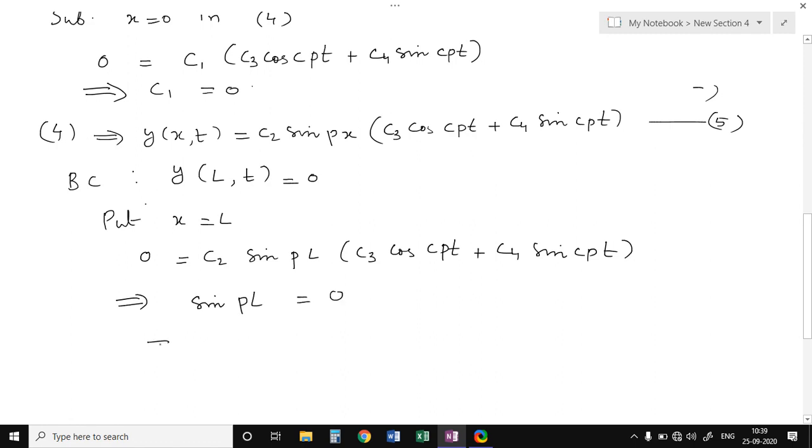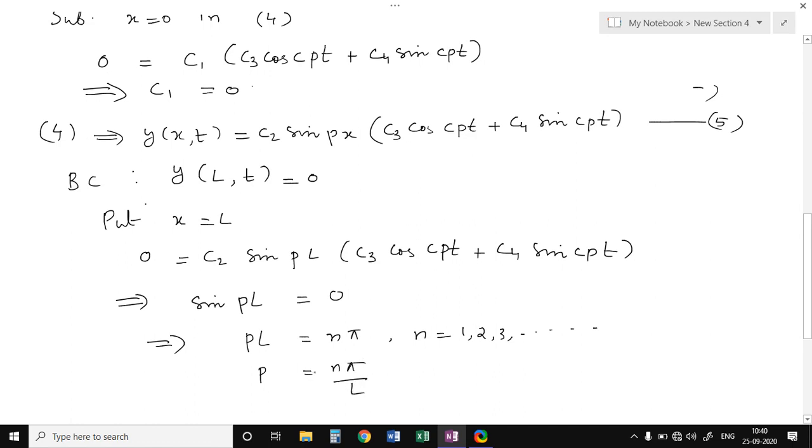So if sin pL is 0, pL is n pi. We will take n from 1, 2, 3, 4, etc., because if we take n equal to 0, p will be 0. So therefore, we will be considering the values 1, 2, 3, etc. for the term n. Now we got pL is n pi. Therefore, p will be equal to n pi by L.